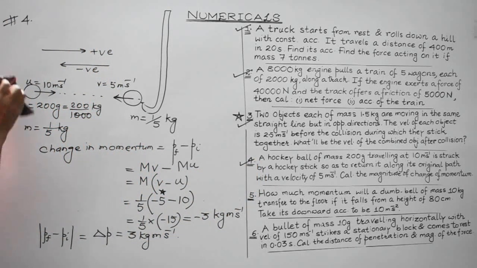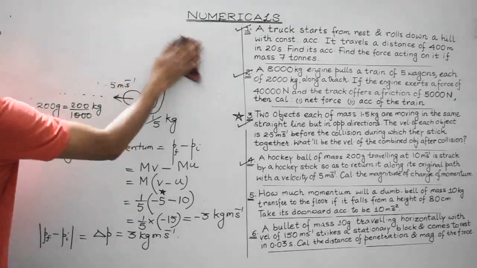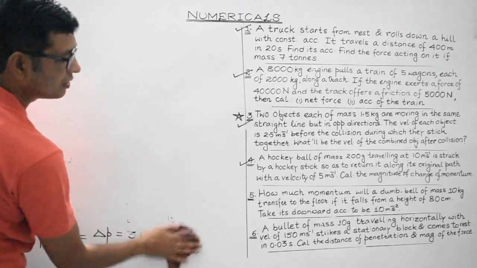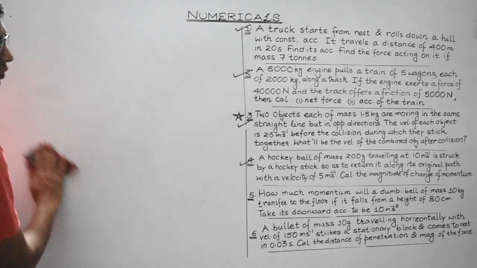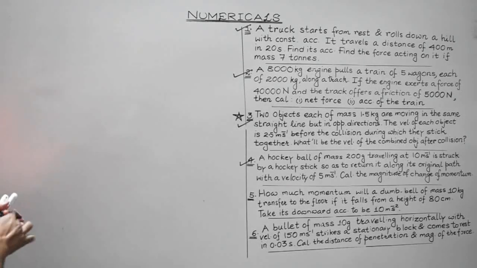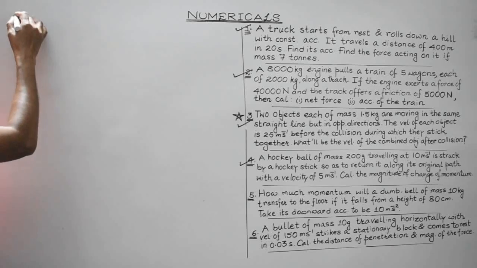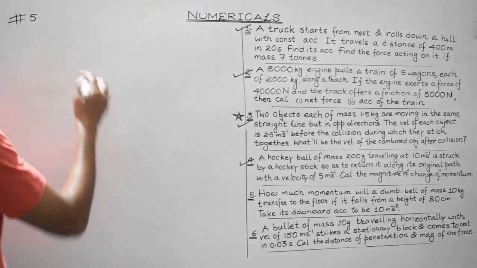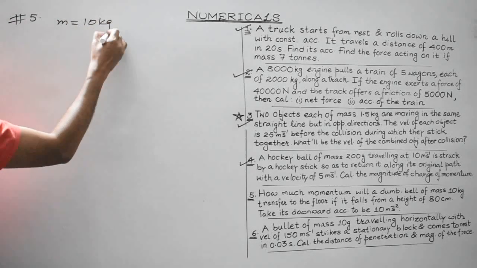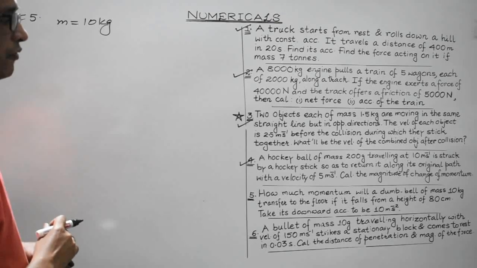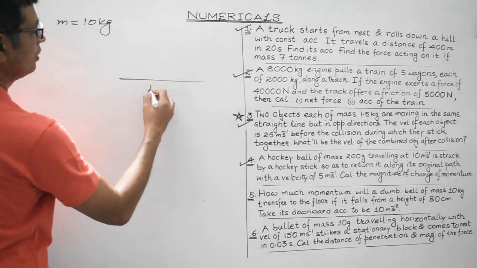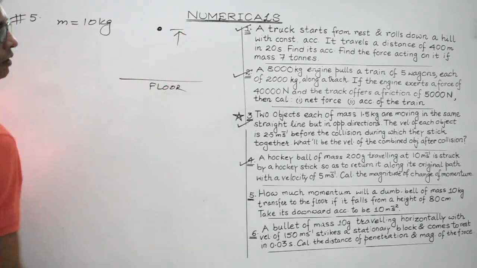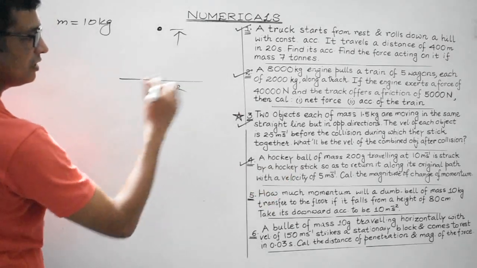Let's concentrate on question number 5. It is based on the equations of motion as well as the consequence of Newton's second law. Okay, fifth question is, how much momentum, we are supposed to find out the momentum, will a dumbbell of mass 10 kg transfer to the floor if it falls from a height of 80 cm. This is a floor and this is an object. It falls through a distance of 80 centimeter, right?